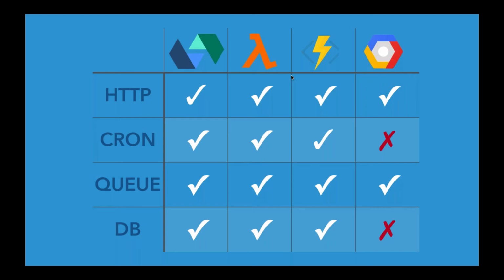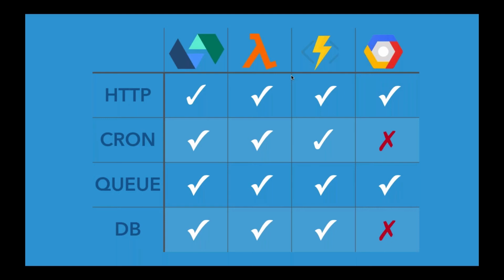So on OpenWhisk, you can connect to Kafka as your message queue. With Lambda, you've got a couple of options. Things like SMS are in there as well. For database updates, CouchDB is in OpenWhisk. Lambda, again, has a couple of options, things like RDS, and in Azure Functions, you have DocumentDB.